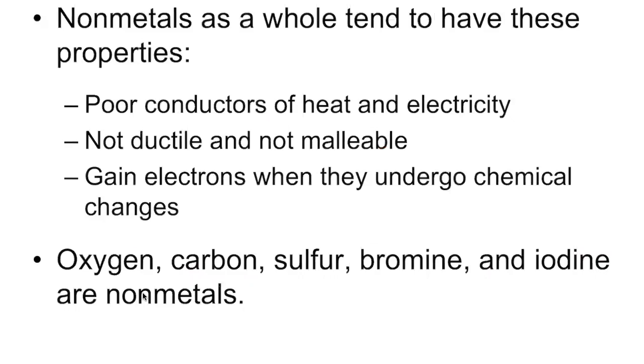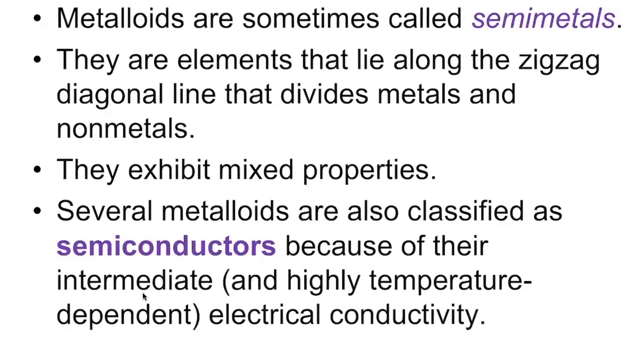Non-metals, as I mentioned, are poor conductors. They like to gain electrons, so they are going to be anions. Metalloids are going to be in between. They are going to have properties of metals and properties of non-metals. They are considered semiconductors.